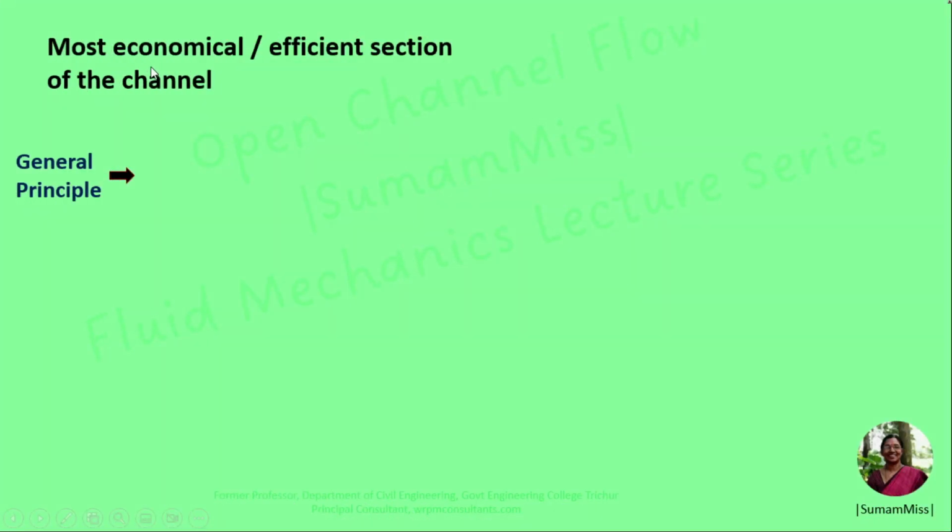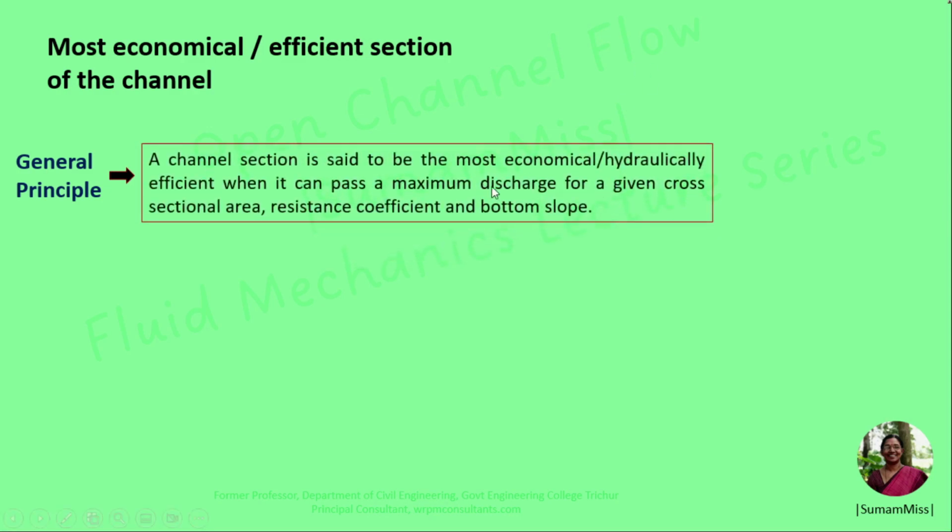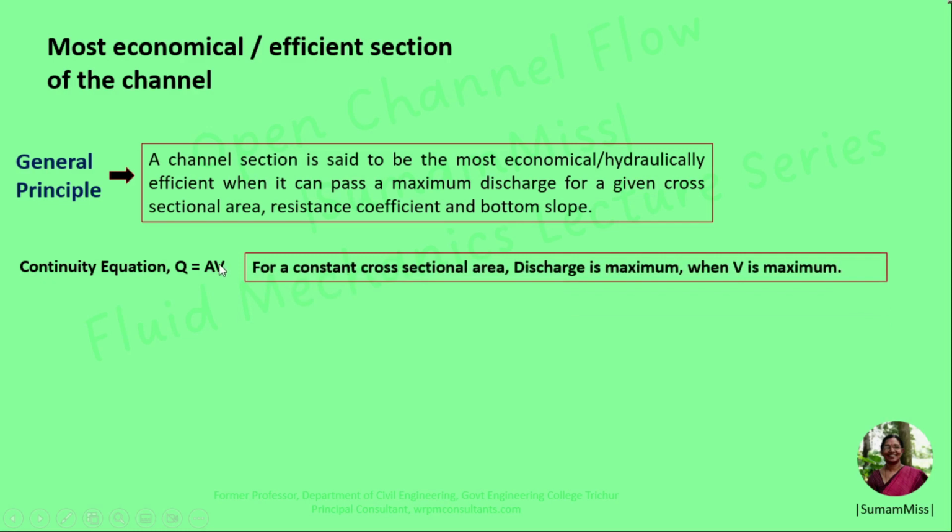A channel section is said to be most economical or efficient section when it can pass maximum discharge for a given cross-sectional area, roughness coefficient and bottom slope. So the discharge equation is Q equal to AV. For a given cross-sectional area of the channel, the discharge is maximum when V, that is flow velocity, is maximum.